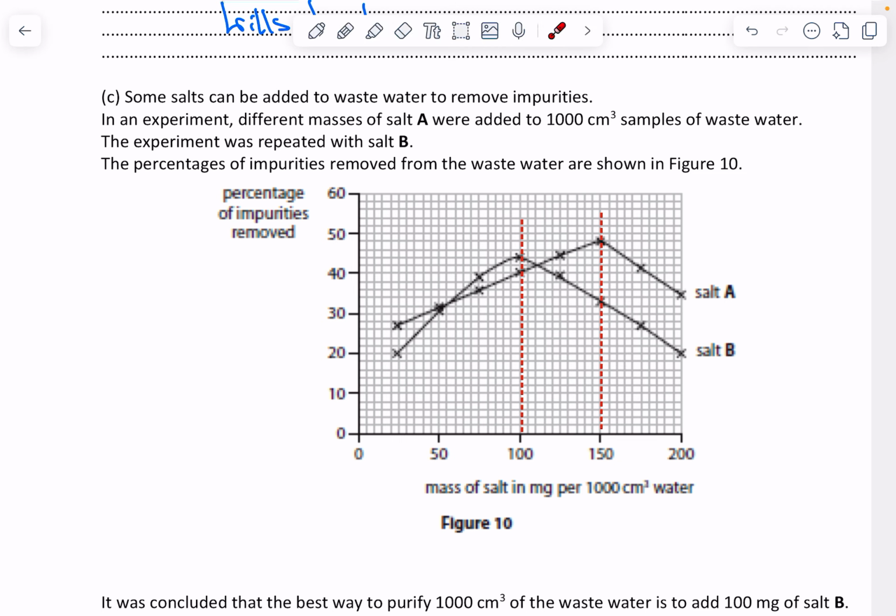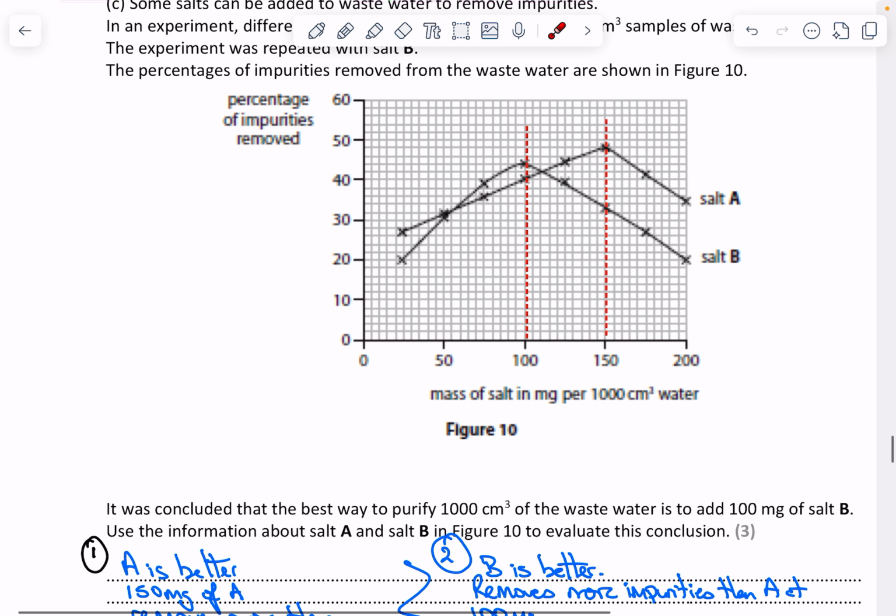Then we've got a little graph, and the graph shows you what is happening to the amount of salt added and the removal of the impurities based on the salt. And we've got two salts, salt A and salt B. I've added some lines which I'll explain in a moment. The first thing it says here is that they said the best way to purify the water is to add 100 milligrams of salt B. Use the graph to explain if this is good.